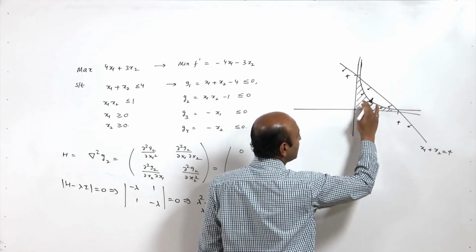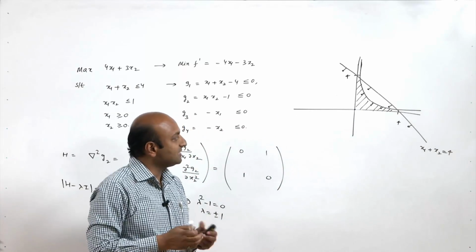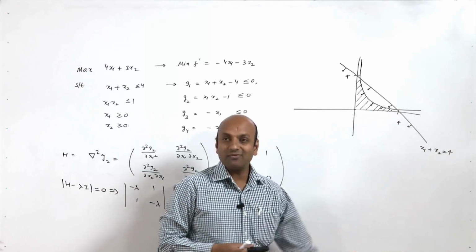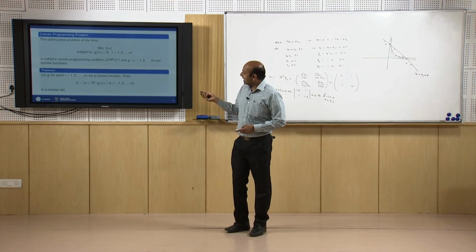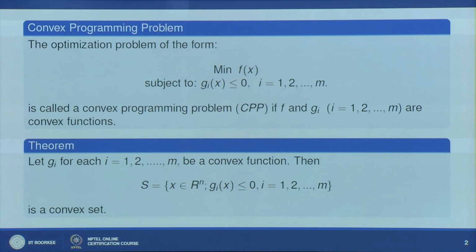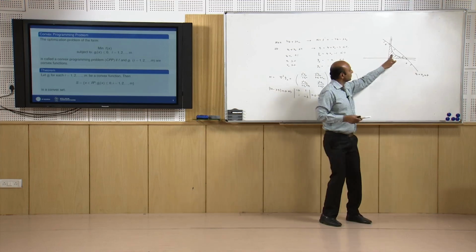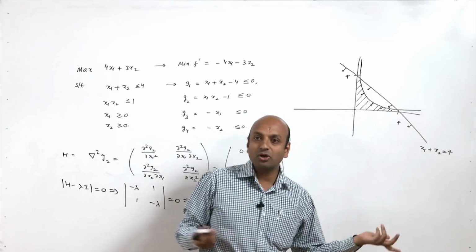Okay. So, that means this is the region which is below this line and below this hyperbola. So, this is the region, and we can easily see that this region is not a convex set, and from the previous theorem it must be a convex set if all gi's are convex functions, then this set must be a convex set. However, this is not a convex set. So, we can easily say that since the region is not a convex set, it is not a convex programming problem.